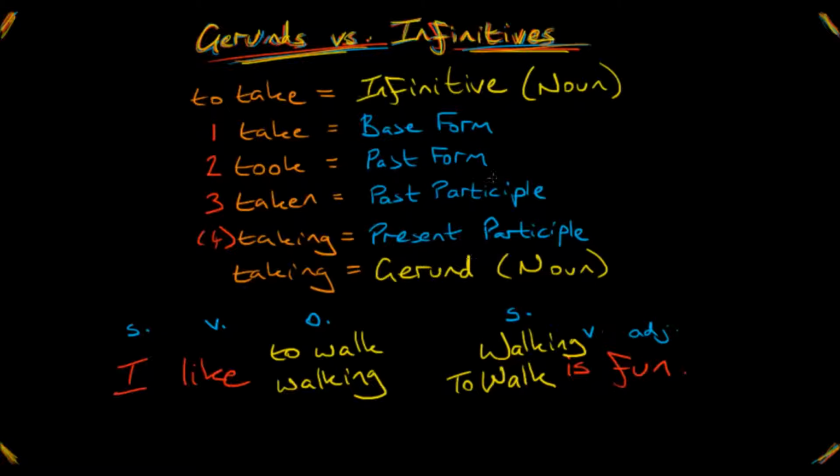So hopefully I've proved there that an infinitive and a gerund, they're both nouns, they are not verbs. Anyone that tries to tell you any differently is, I'm afraid, wrong, and now you can give them some examples and show them why they're wrong.